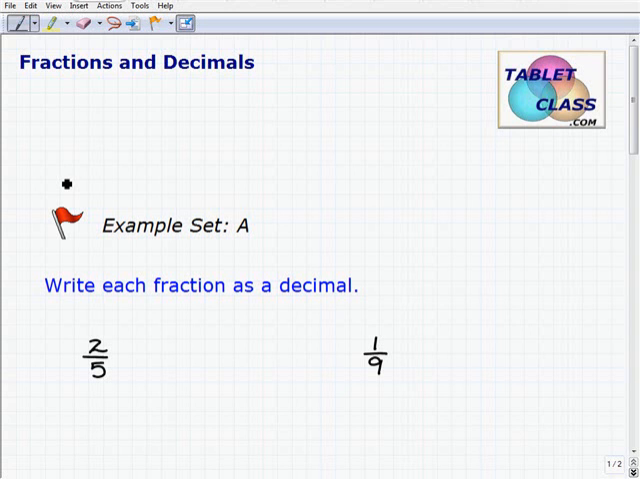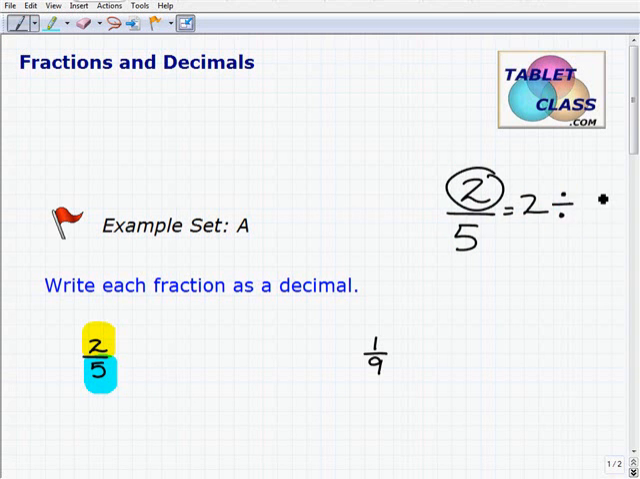Okay, so if you recall from the lesson, the way we do this is we use a calculator to divide the numerator by the denominator. It's as simple as that. It's actually very easy. So we're going to take 2, for example, in our first problem, and divide it by 5. That's what this fraction is actually literally saying. 2/5 means 2, the fraction bar is division, divided by 5.